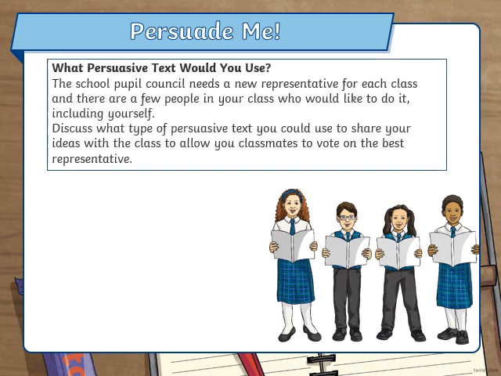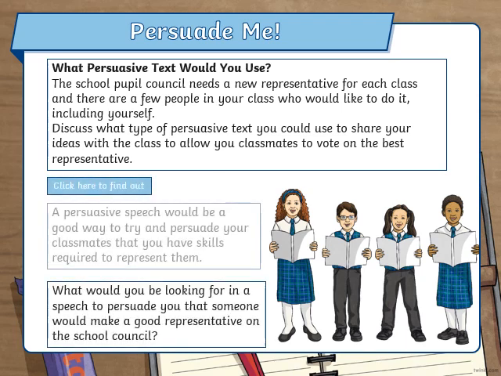Persuade me. The school pupil council needs a new representative for each class, and there are a few people in your class who would like to do it, including yourself. Discuss what type of persuasive text you could use to share your idea with the class to allow your classmates to vote on the best representative. A persuasive speech, good job, would be a good way to try and persuade your classmates that you have the skills required to represent them.